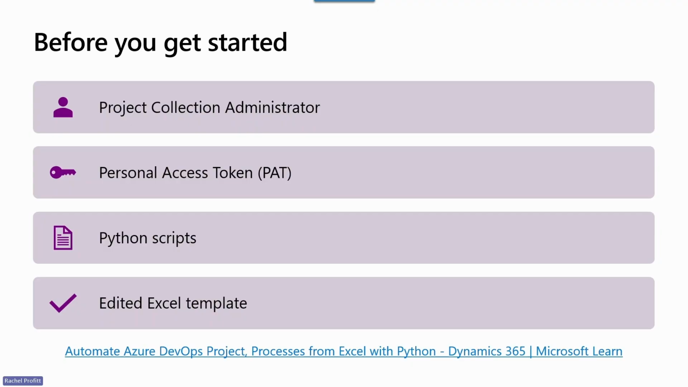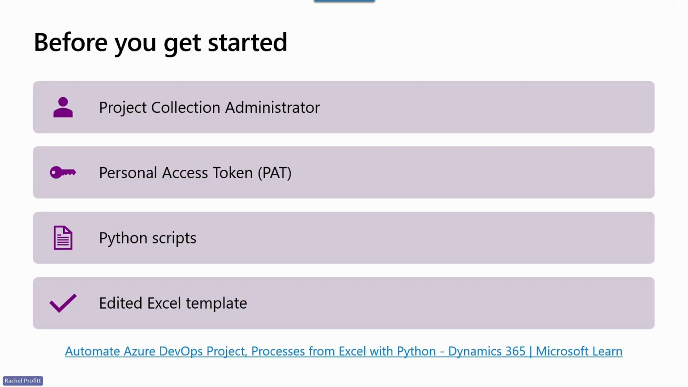But the Learn article that we've linked on the bottom of this page does have additional details and links out to the Azure DevOps documentation where you can learn all about how to create personal access tokens. And each of the scripts has an accompanying Learn article that tells you what the prerequisites are for each of those scripts. You'll, of course, need to download those Python scripts and the Excel template, and you'll need to edit and make some updates in that Excel template before you run it for the first time. I'll be walking through those steps in a little bit more detail.